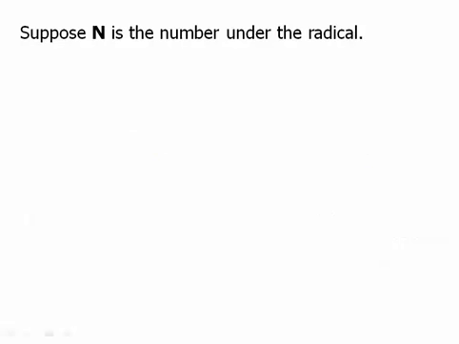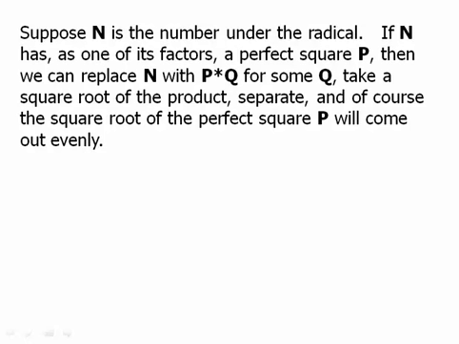I'll explain this again in more algebraic terms now. Suppose n is the number under the radical. If n has as one of its factors a perfect square p, then we can replace n with p times q for some q, take the square root of the product, separate, and of course the square root of the perfect square p will come out evenly, and this will simplify the entire root.